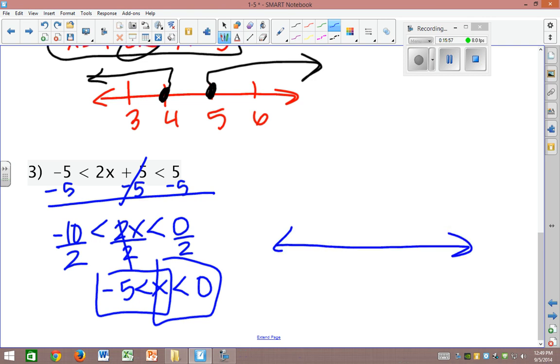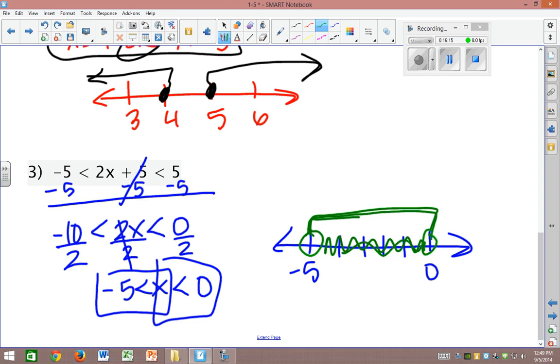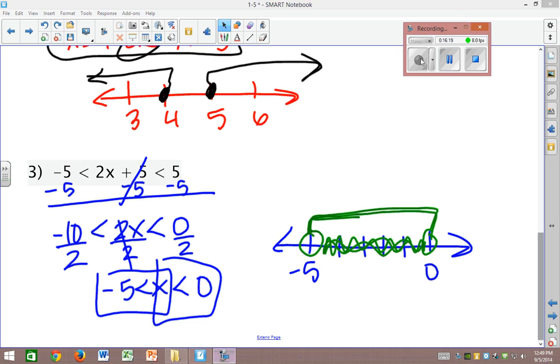When you graph, think about it as 2 separate things. Here is -5. Here's 0. x is bigger than -5, going this way, but I'm not going to shade it quite yet because I also have to be smaller than 0. You can do it like that, or remember the shading like this. Either way.